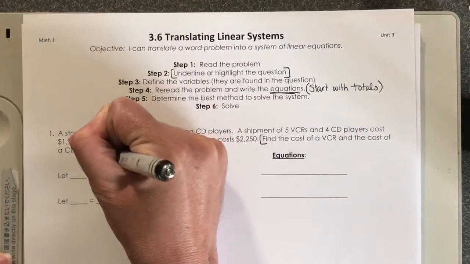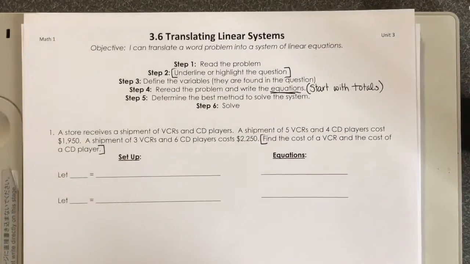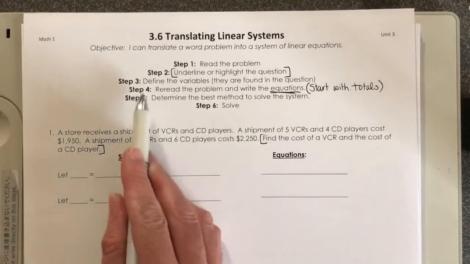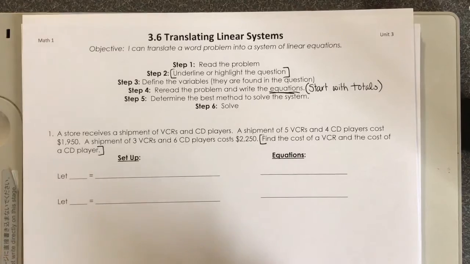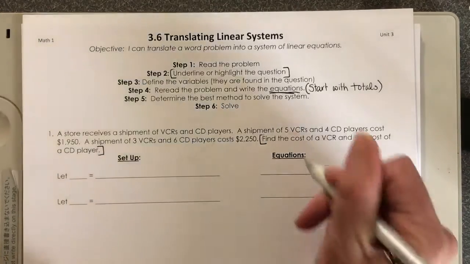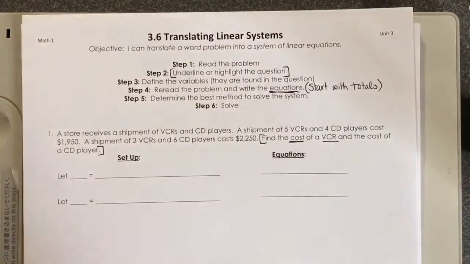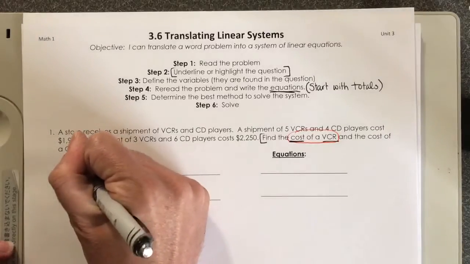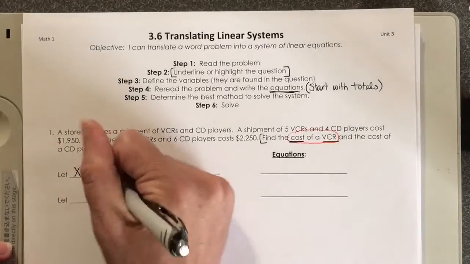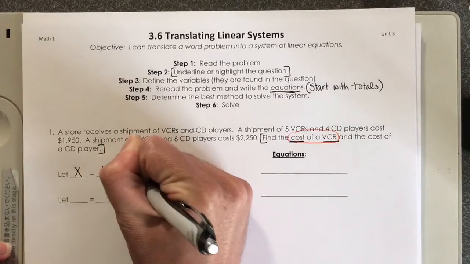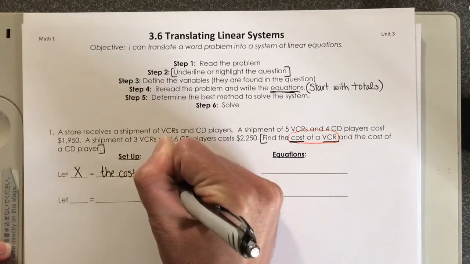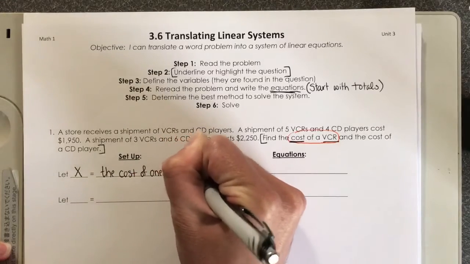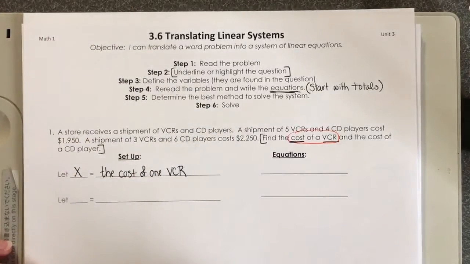Okay, so step 2. I've underlined, or I'm going to highlight, or I'm going to put brackets around the question. And within this question is going to be where I define my variables. So step 3 is where we're at now. Define the variables. So I'm having to find the cost of a VCR. You see, that's an unknown. So that's going to be a variable. X is going to be the cost of 1 VCR. Okay, you can tell this problem's outdated.